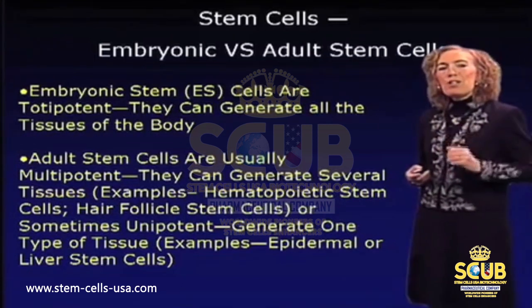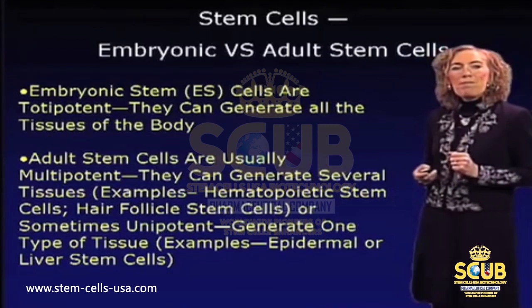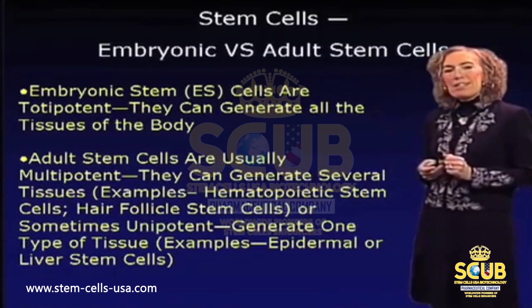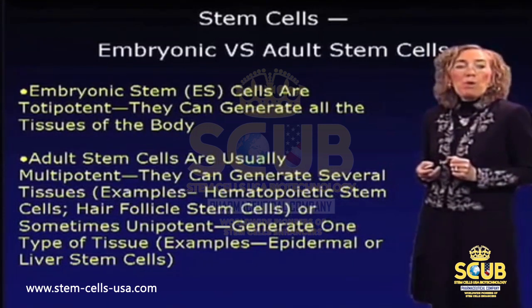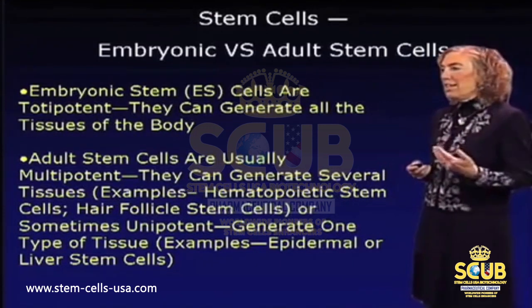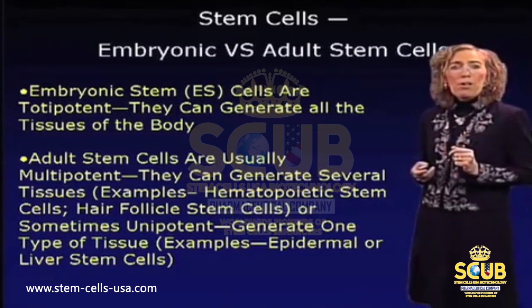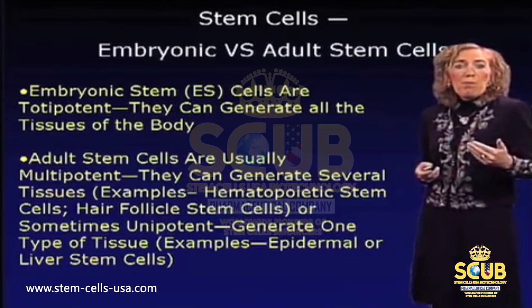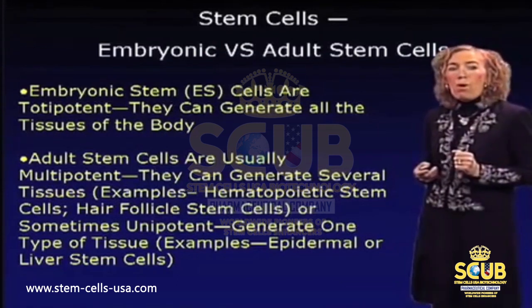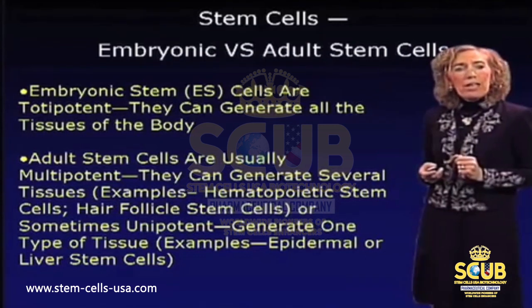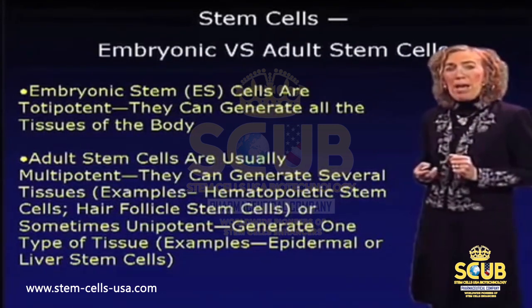There are also stem cells of the body that are called unipotent stem cells. And these cells have the capacity to generate only one type of tissue. An example of that would be the epidermal stem cell, which, as far as we know, is only capable of generating epidermis. Or liver stem cells, which, as far as we know, are only capable of generating hepatocytes.